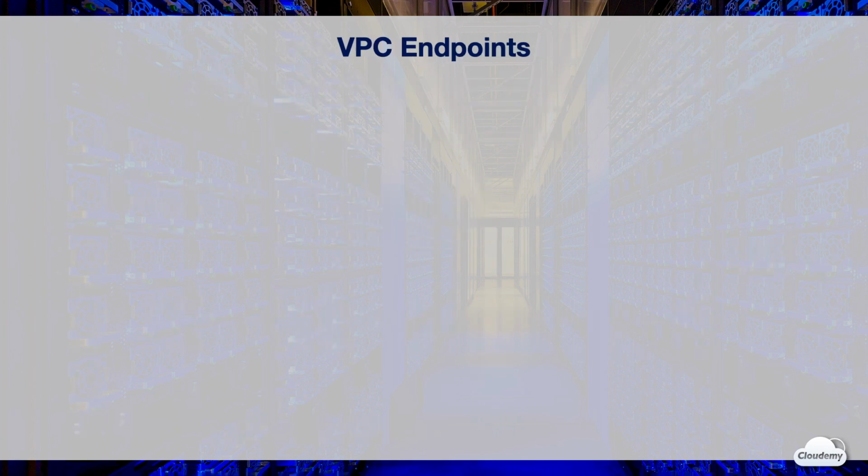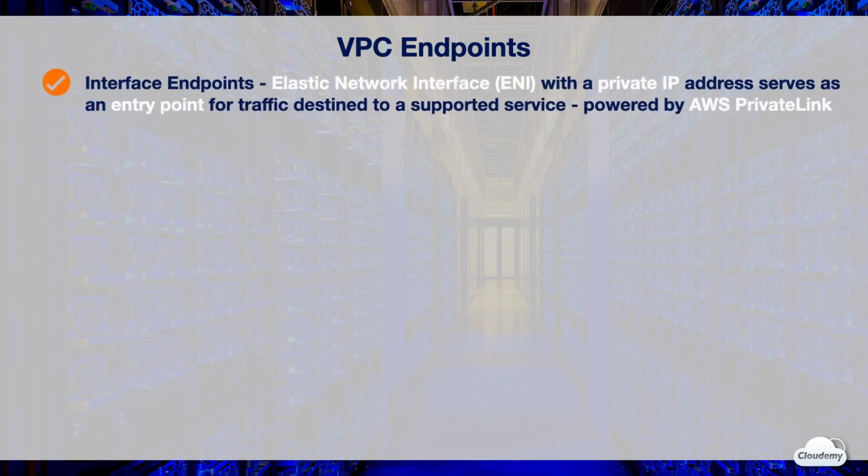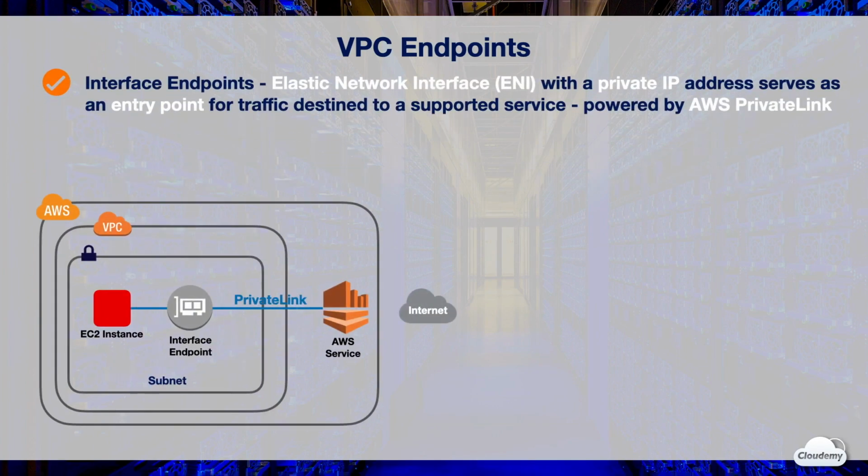A VPC endpoint enables you to privately connect your VPC to supported AWS services and VPC endpoint services, without requiring an Internet Gateway, a NAT device, or a virtual private gateway. There are two types of VPC endpoints: interface endpoints and gateway endpoints. An interface endpoint is an elastic network interface or ENI with a private IP address, from the IP address range of your subnet, that serves as an entry point for traffic destined to a supported service. Interface endpoints are powered by AWS PrivateLink, a technology that enables you to privately access services by using private IP addresses. AWS PrivateLink restricts all network traffic between your VPC and services to the Amazon network.